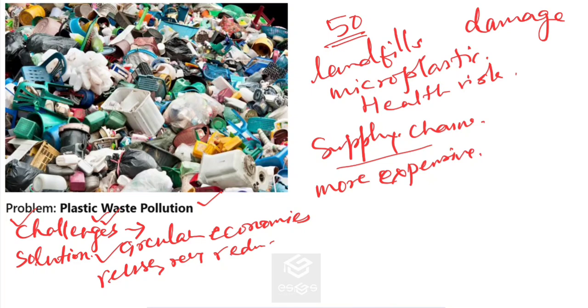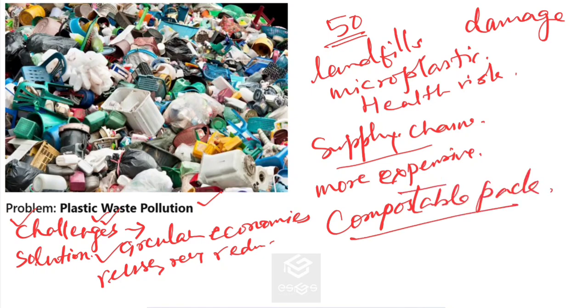Companies can phase out single-use plastics by transitioning to biodegradable or recyclable materials and using compostable packaging solutions. Also, government policies such as plastic bans and extended producer responsibility, which we basically call the EPR scheme, can enforce the reduction of plastic waste. Additionally, investing in advanced recycling technologies can also help improve the efficiency of recycling processes.